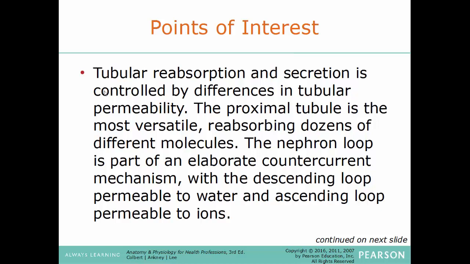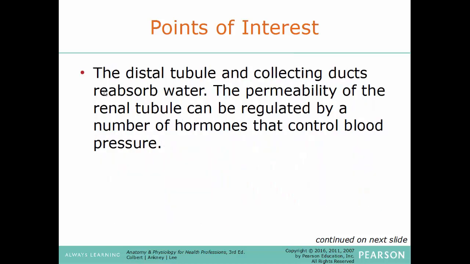The proximal tubule is the most versatile, reabsorbing dozens of different molecules. The nephron loop is a part of the elaborate countercurrent mechanism, or the countercurrent multiplier, with a descending loop being much more permeable to water, and the ascending loop being much more permeable to ions. The distal tubule and the collecting ducts will reabsorb water, and the permeability of the renal tubule can be regulated by a number of hormones that help to control blood pressure.